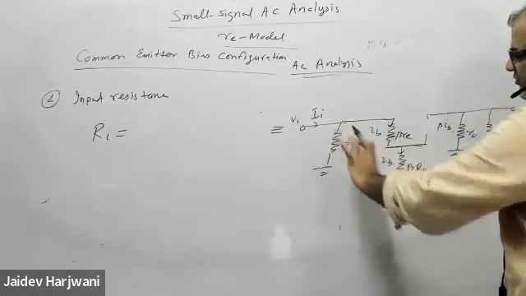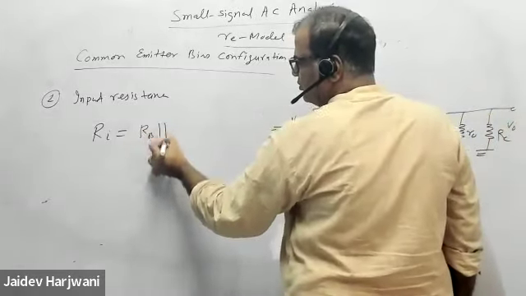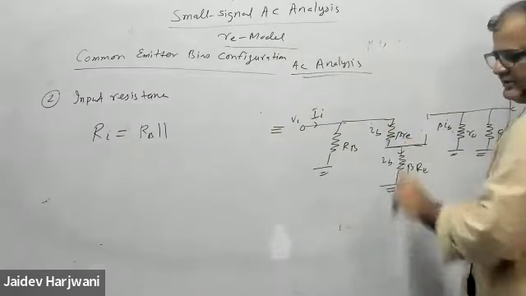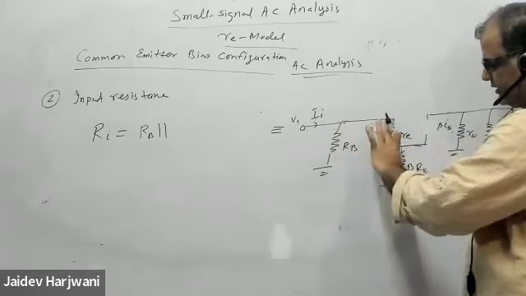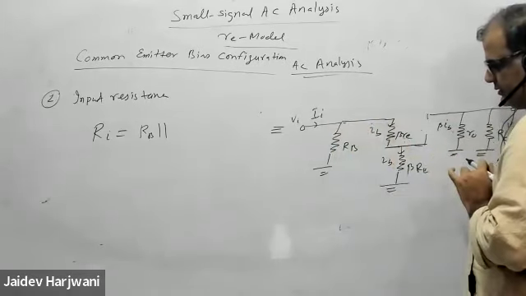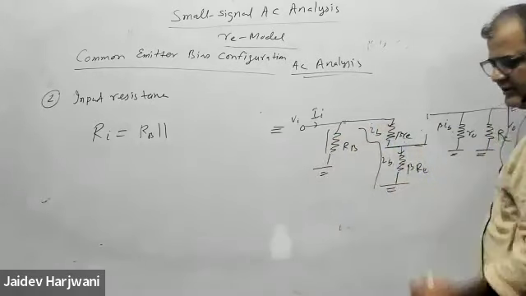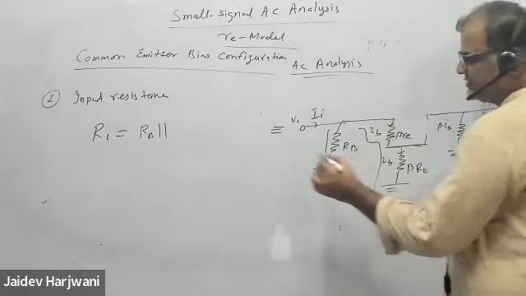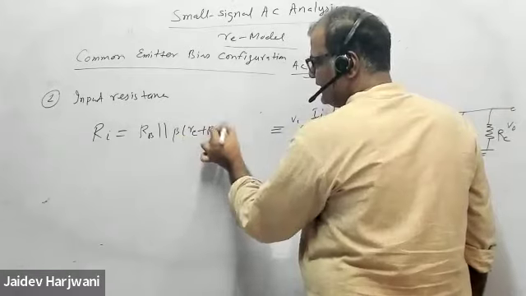So R input will be what? RB parallel to what is the resistance here? This resistance, yes? Arre bhai, this is one resistance, isn't this one resistance? What is the total resistance here? Sir, beta RE plus RE. Yes, so I will take this resistance as beta RE plus RE.